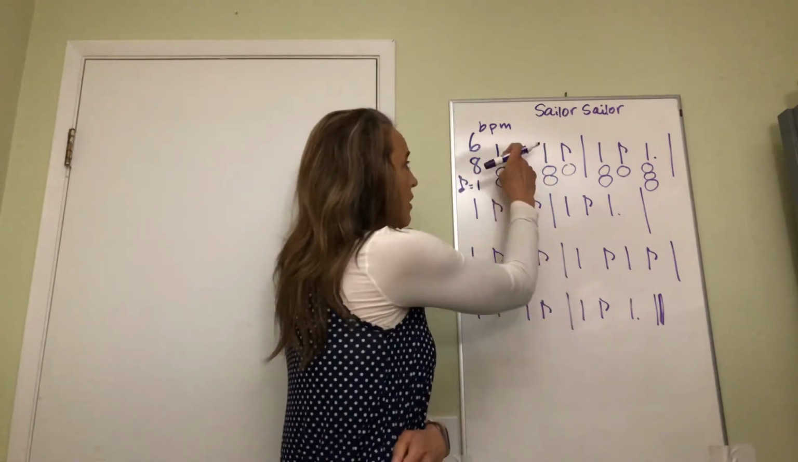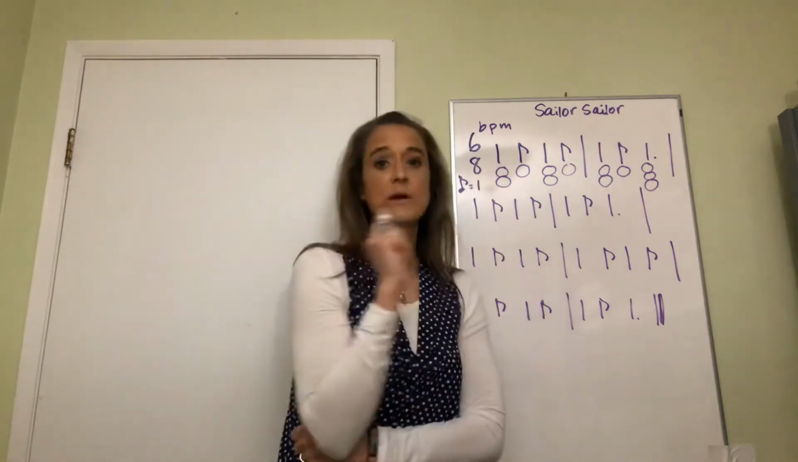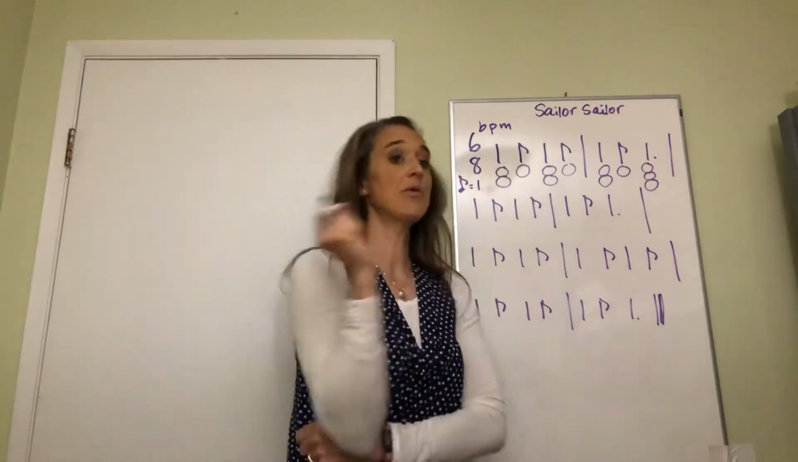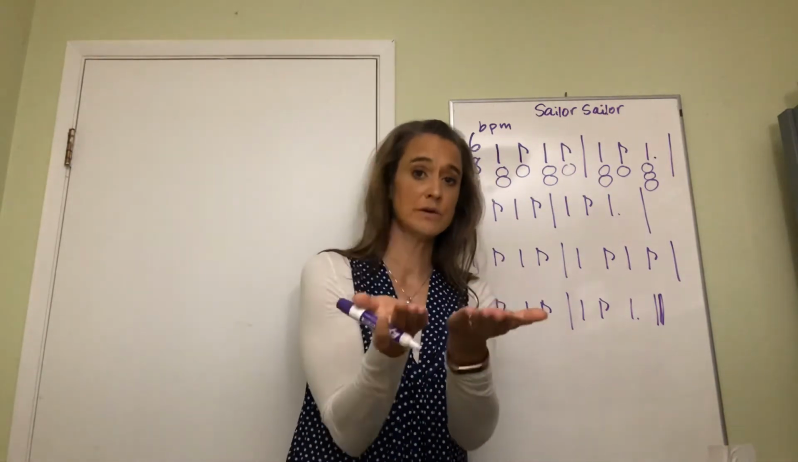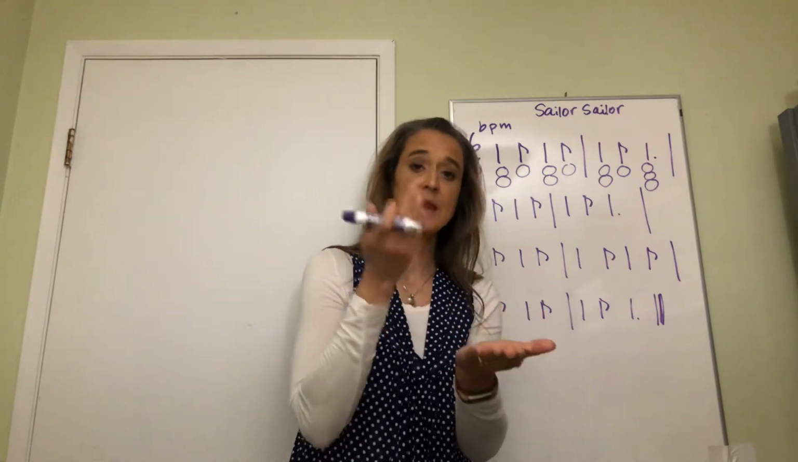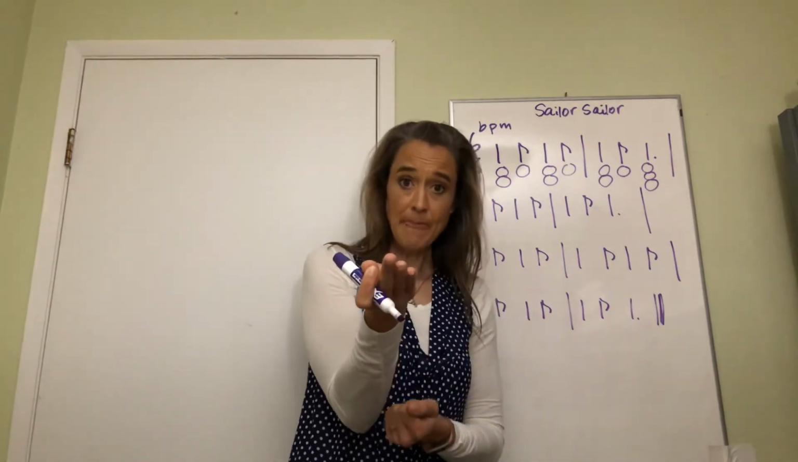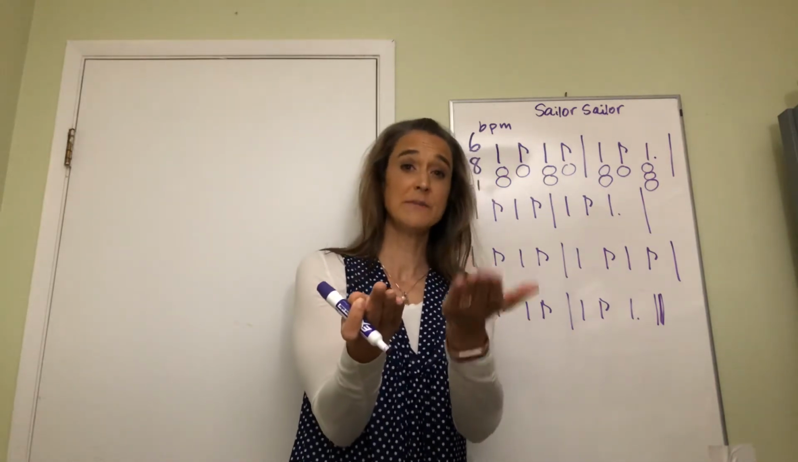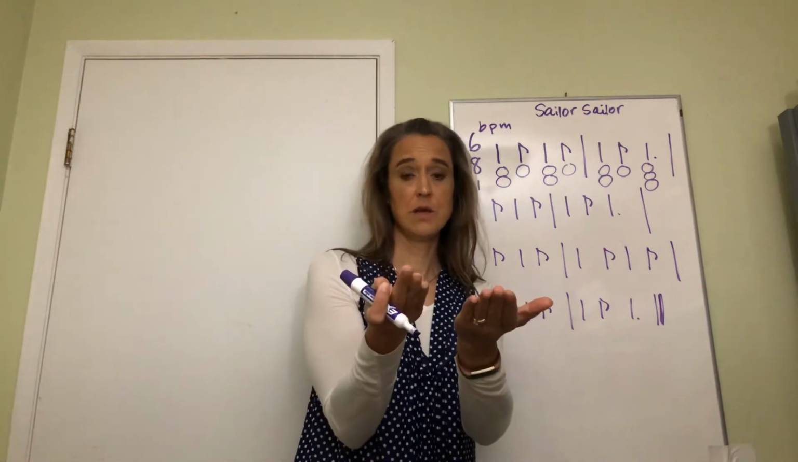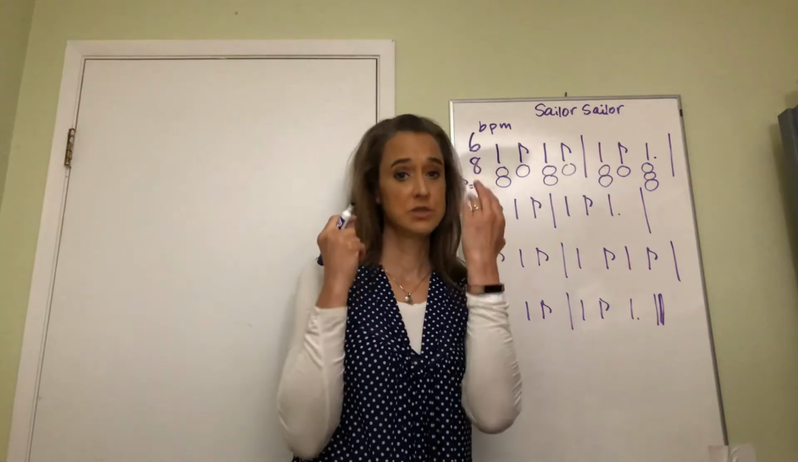Okay, so we start with our ta. Since the eighth note is worth one beat now, the ta is not worth one beat anymore. But the relationship between an eighth note and a quarter note is always the same. An eighth note is always half as much as a quarter note. So if an eighth note is 1 and it's half as much as a quarter note, then the quarter note is going to be twice as much as the eighth note. So if an eighth note is 1, the quarter note is now 2.